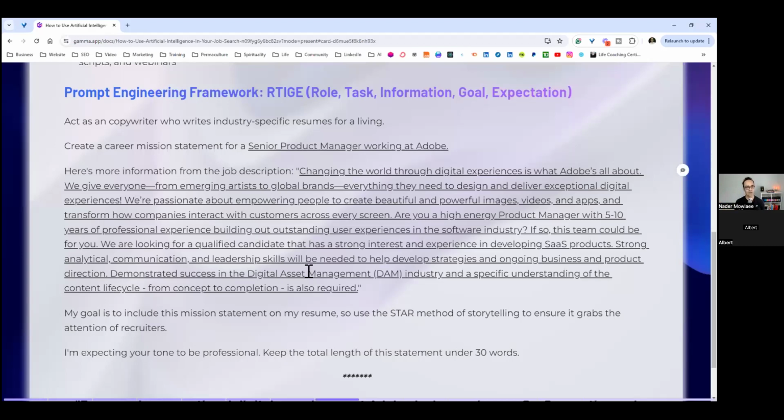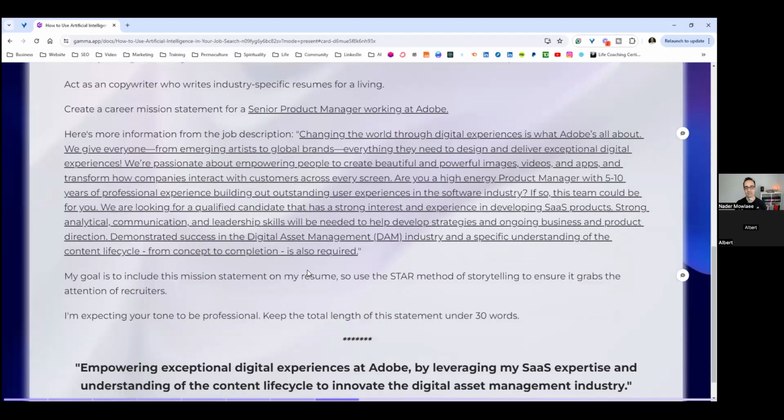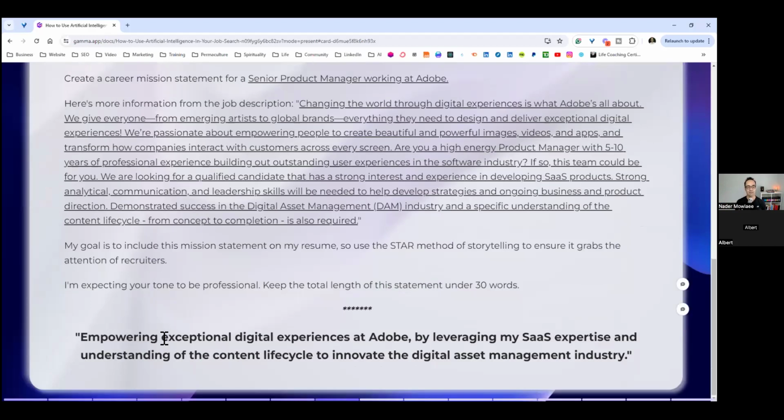So with that, the purpose, the headline, the objective, the mission statement on that resume would be: empowering exceptional digital experiences by leveraging my SaaS expertise and understanding of the content lifecycle to innovate the digital asset management industry. This becomes the value proposition, the purpose, the goal, the direction, what you're offering, the value, describing what it is that you want to do and how you want to do it and who benefits from it. They benefit from it.